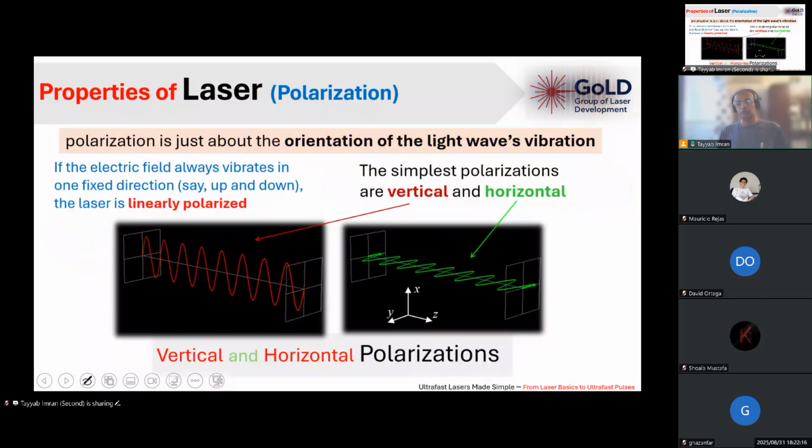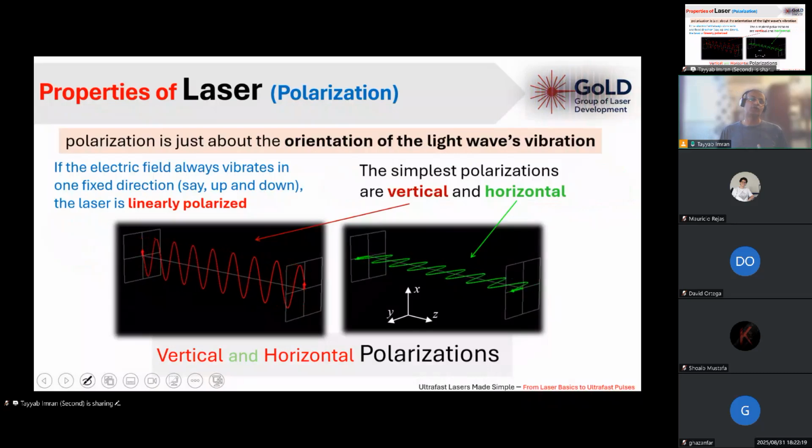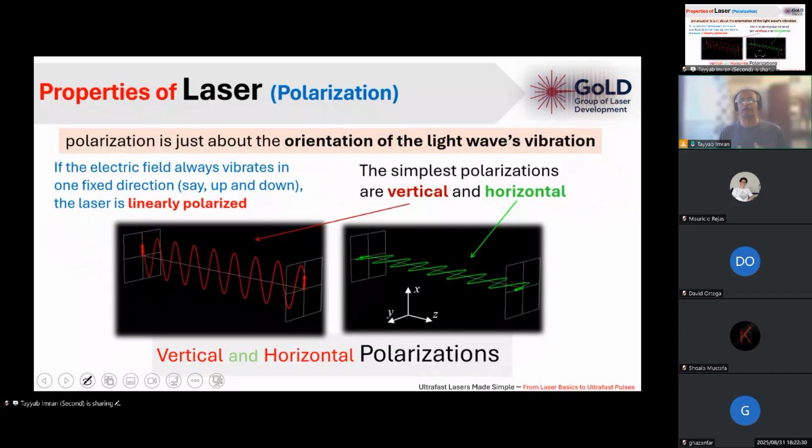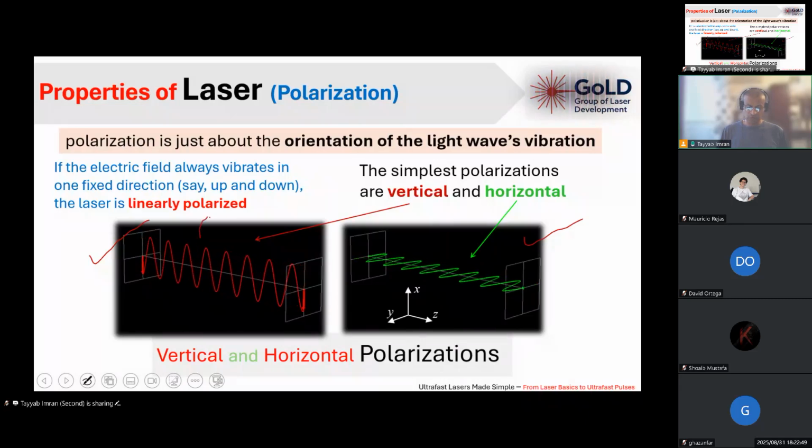Polarization. As I told you, there is vertical polarization, horizontal polarization, and circular polarization, and these are the common ones. Sometimes we call it linear polarized, or horizontal polarized. This can be seen here. It's not clear here, but it can be seen that this portion shows linear polarization, and this portion shows horizontal polarization.